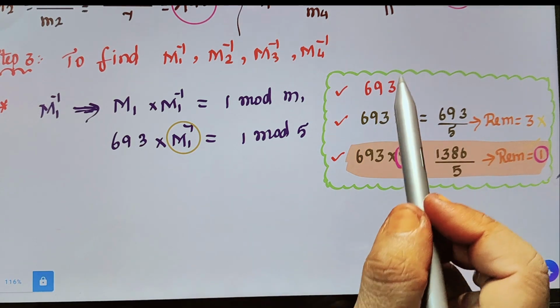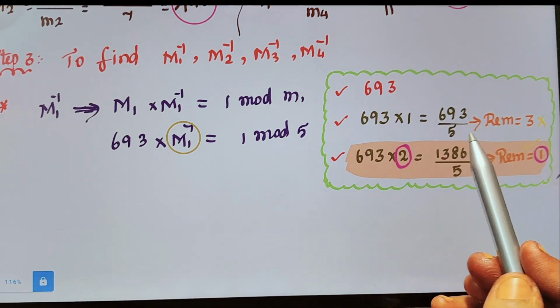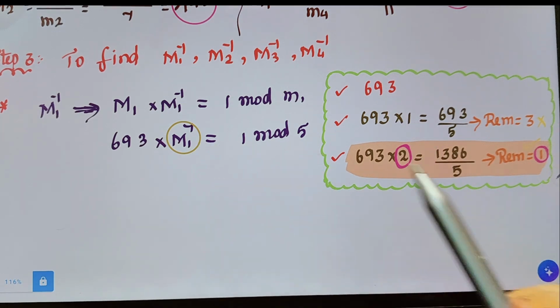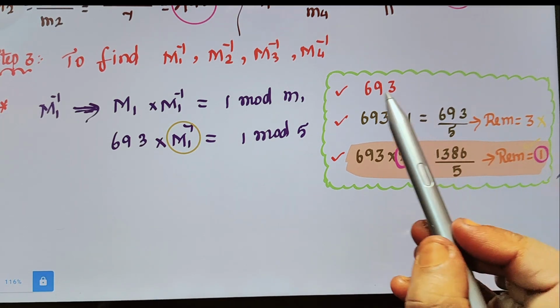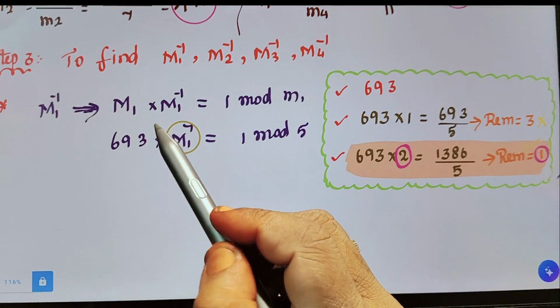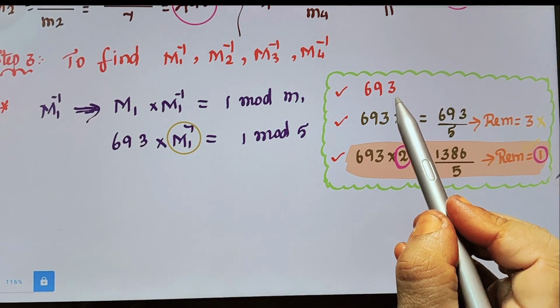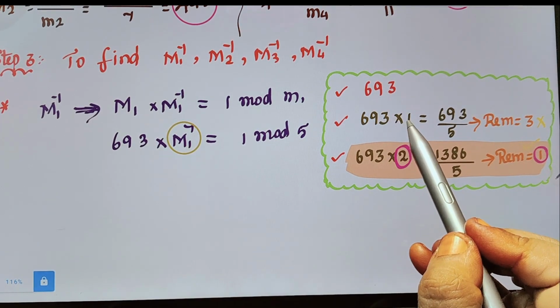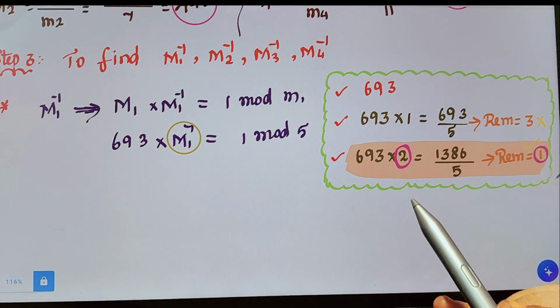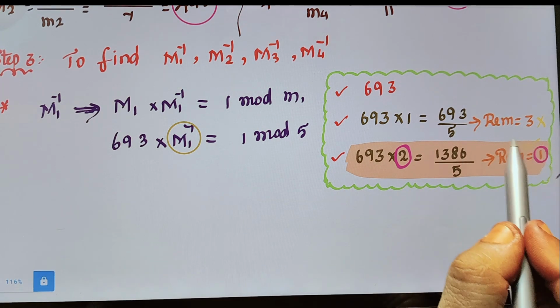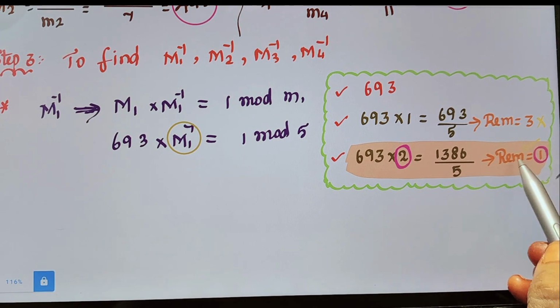Refer this calculation here, 693. No, we don't know the exact value of M1 inverse. Then how to find the value of M1 inverse? Just simple: write this number 693, which is for the m1 value, as a multiple of 1, 2, 3, 4, etc., up to our wish.